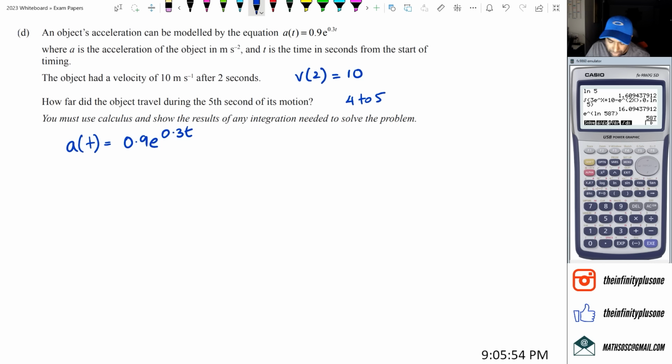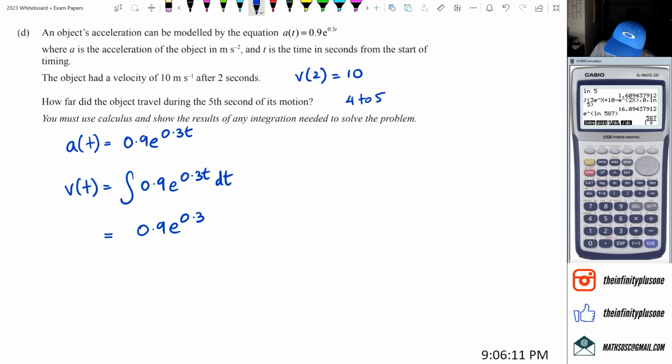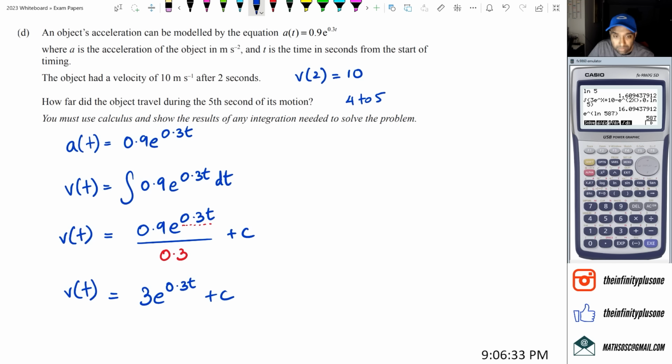So yeah, we're good to go. From acceleration to velocity, we need to actually integrate the acceleration formula. So we need to integrate 0.9 e to the 0.3t dt. When we integrate this, we're going to get 0.9 e to the 0.3t divided by the derivative of the power, which in this case is 0.3, and of course don't forget the plus c. So this is what the velocity function is. I can do one step further and end up with 3e to the 0.3t plus c.